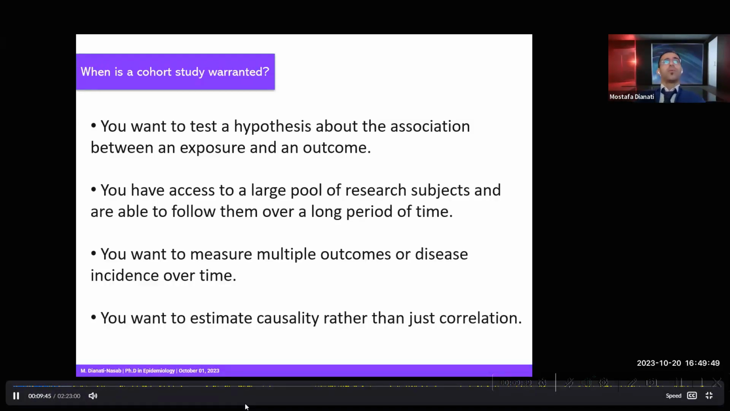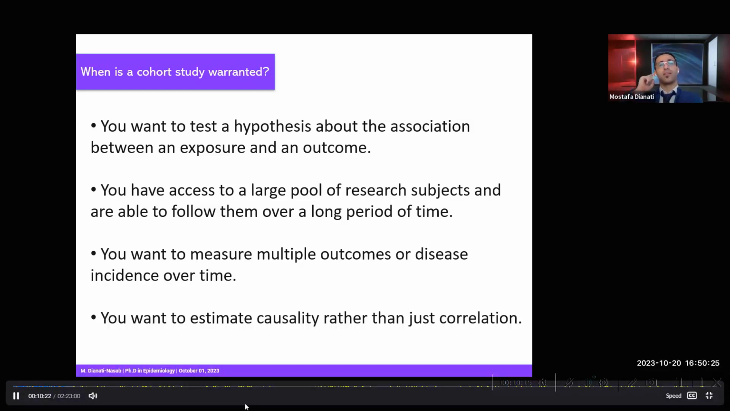And also, if you have access to a large pool of research subjects, sometimes cohort studies include thousands of individuals, and you have enough time and resources to follow these participants over a long period of time, it's the best time to go for a cohort study. Also, if you would like to measure multiple outcomes or diseases or incidence of any outcome over a time period, again, this is the best time to go for a cohort study.